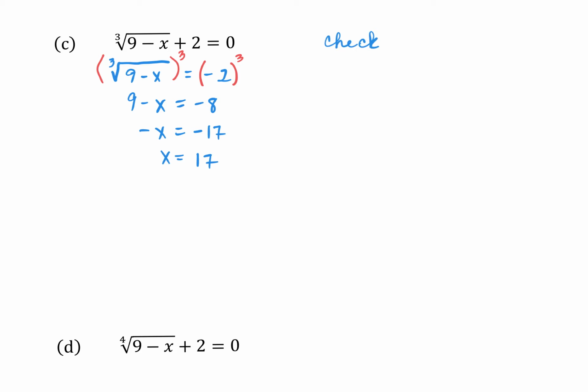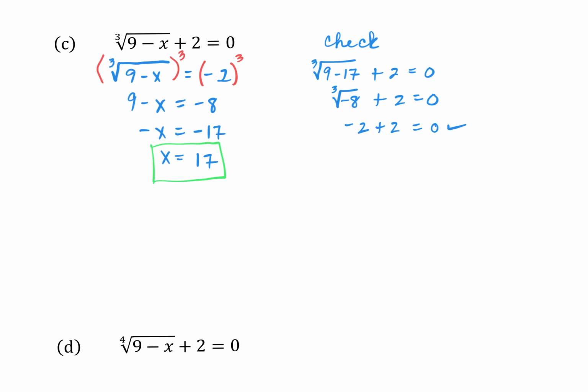And when I check and put in 17, I have the cube root of 9 minus 17. So that's going to give me the cube root of negative 8, plus 2. Is that equal to 0? Cube root of negative 8 is going to be negative 2. So yes, it checks out. And x equal to 17 is a solution.